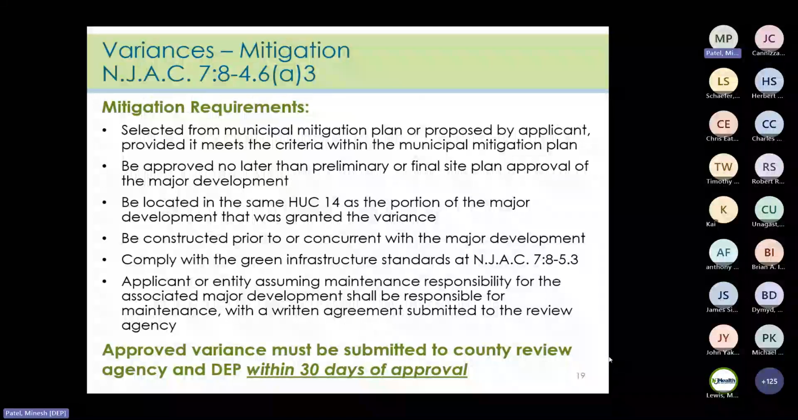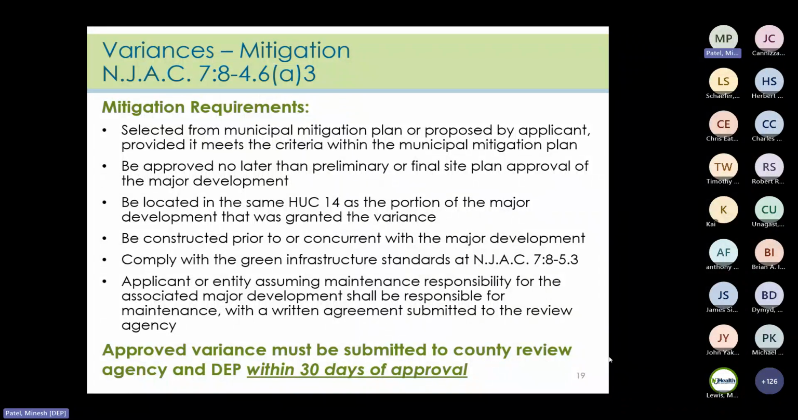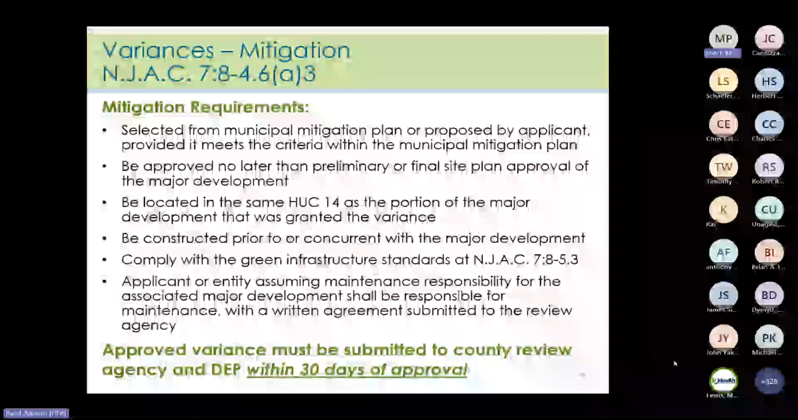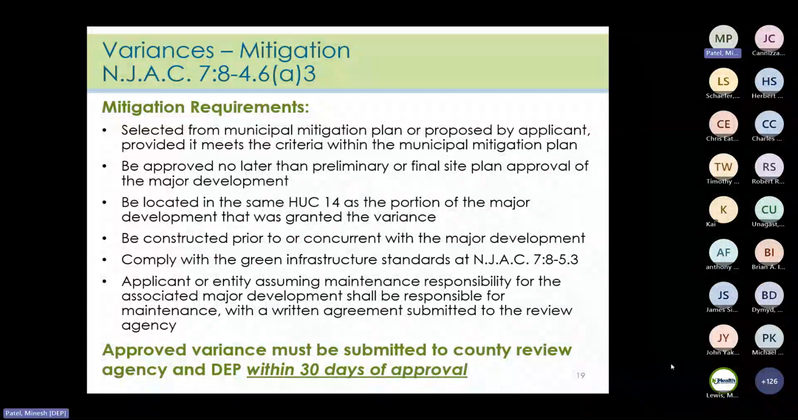There's a lot more to the mitigation requirements that must be met to obtain approval of a variance in the amended version of the rules. Mitigation must be part of the municipal stormwater management plan and follow these new requirements. Must be selected from the municipal list of mitigation projects, or it could be proposed by the applicant if it meets the criteria for the municipal mitigation plan.